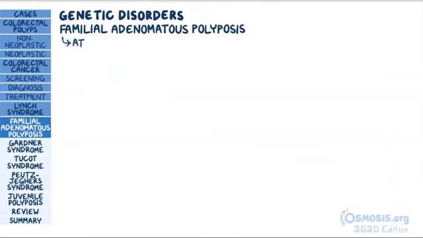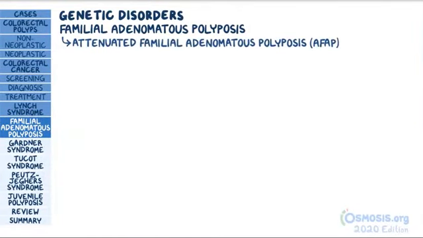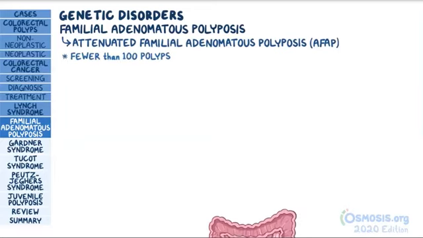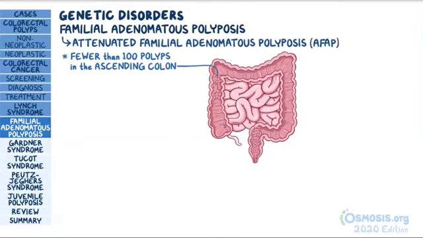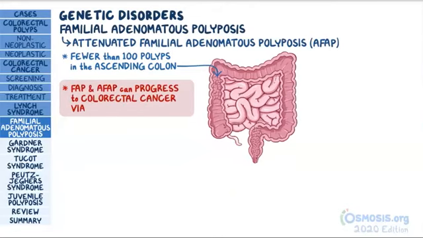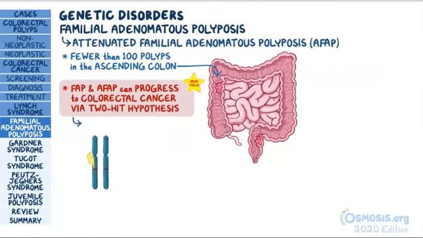Some individuals develop attenuated familial adenomatous polyposis, or AFAP, and they end up with fewer than 100 polyps, typically in the ascending colon. Now, what you absolutely need to know for your exam is that if left untreated, polyps from FAP and AFAP can progress to colorectal cancer via the two-hit hypothesis. The first step is the inherited APC mutation, while the second step is the mutation of the second allele, which occurs as the polyps grow.